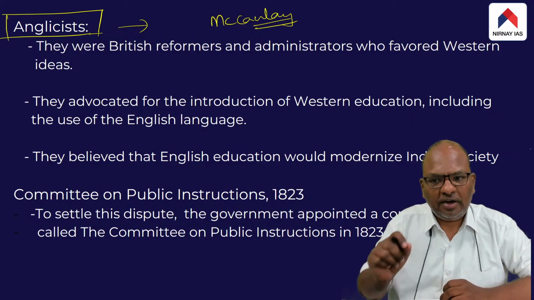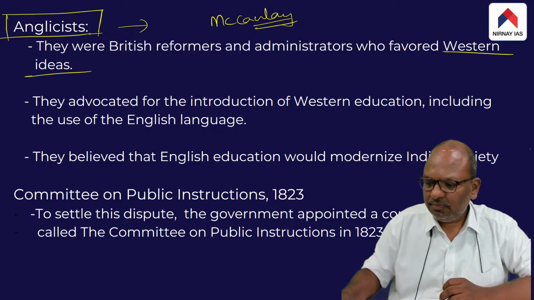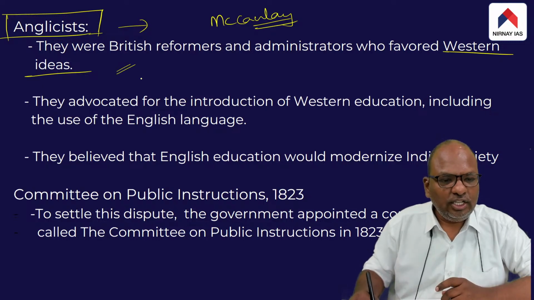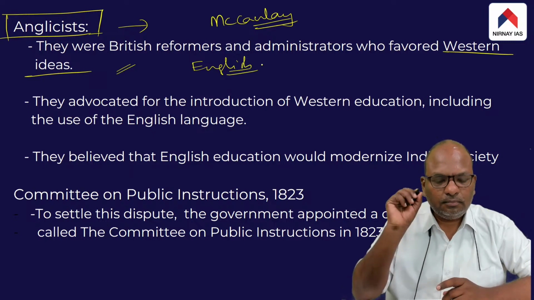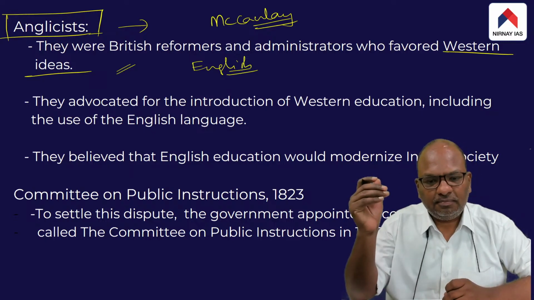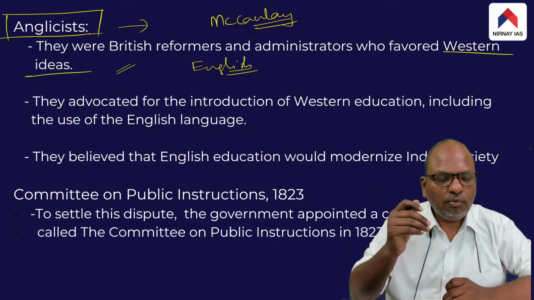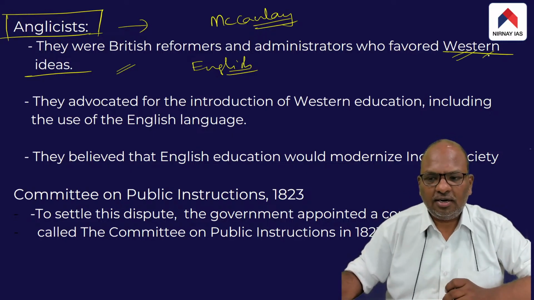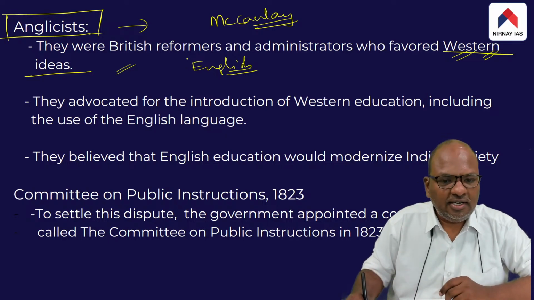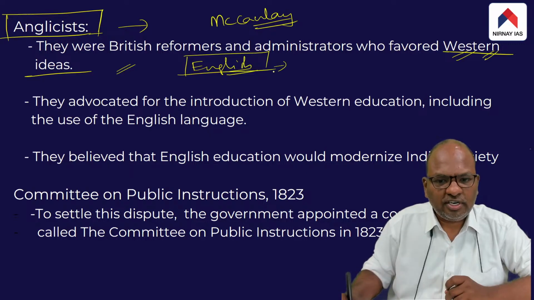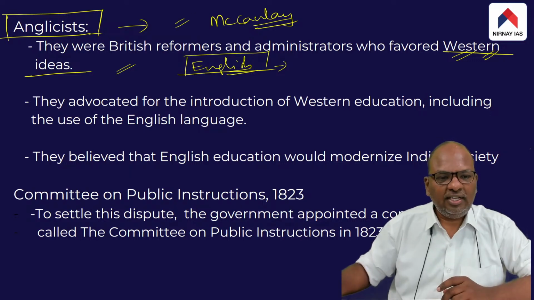The British should spend money on the establishment of Western type of educational institutions. They also demanded that in those educational institutions, English should become the medium of instruction. That was the demand raised by the Anglicists.